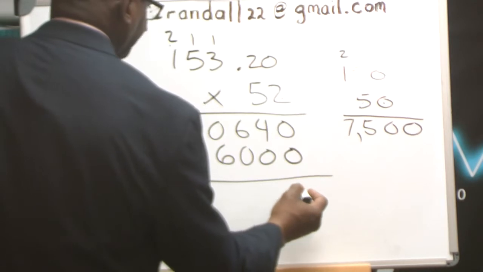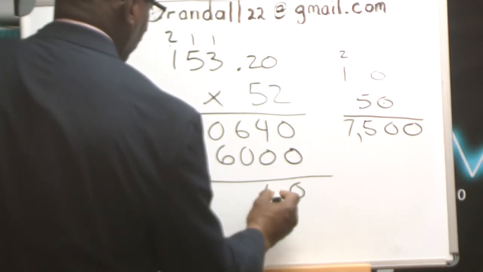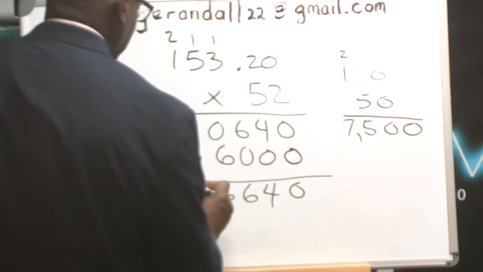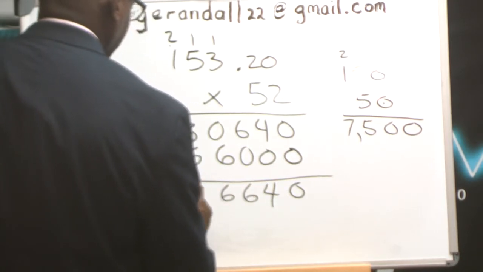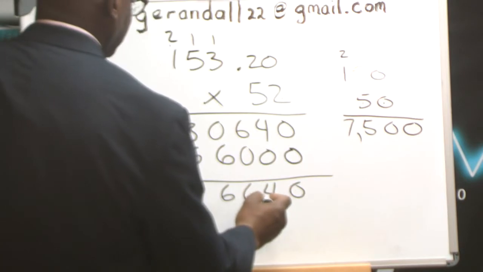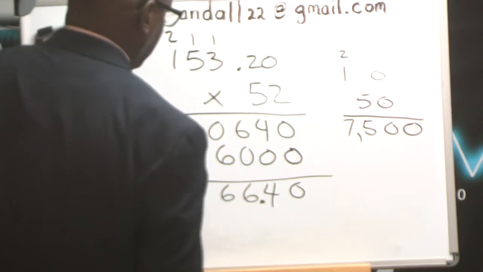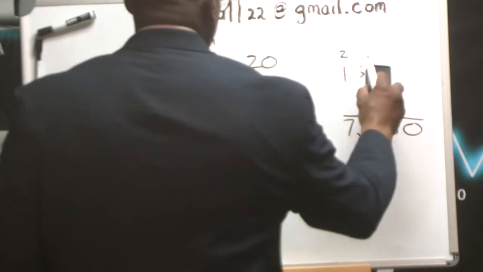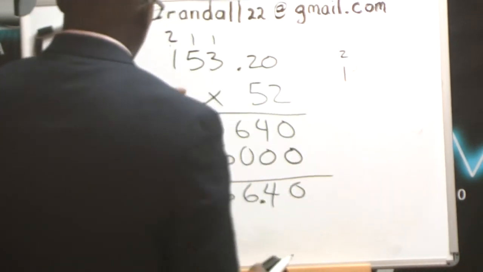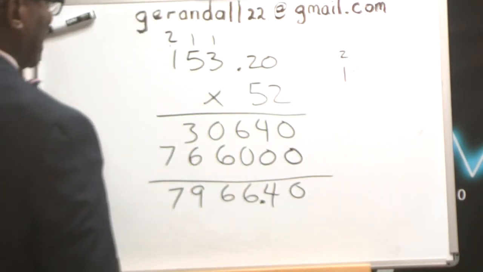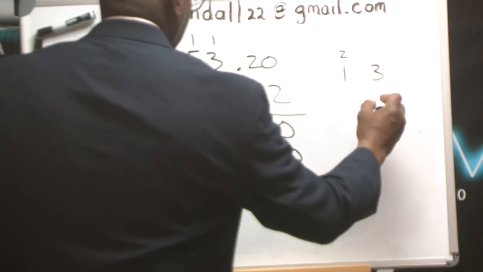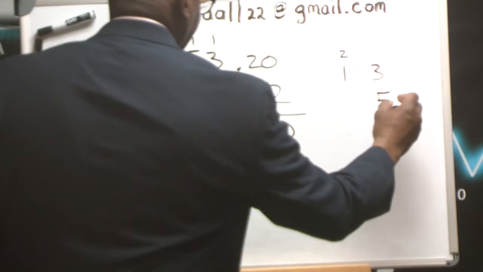Okay. Here we go. 4, 6, 6, 9, 7. 2 decimal places. Now, we're off by about $4,000. So let's do this to bring that in even closer. Since this $153.20, let's go here and multiply by 50.